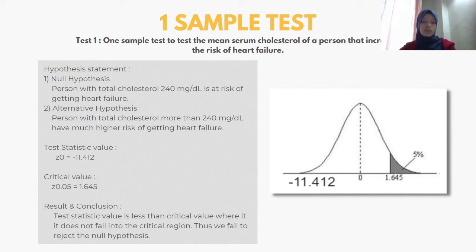By using the formula Z equals x bar minus mu over standard deviation over square root n, since the n value of this dataset is more than 30, we obtain the statistical value of negative 11.412. In this test, we assume the significance level is 0.05 and the critical value that we obtain is 1.645. The result shows that the test statistical value is less than the critical value, which means it does not fall into the critical region. Thus, we fail to reject the null hypothesis as shown in the graph here.